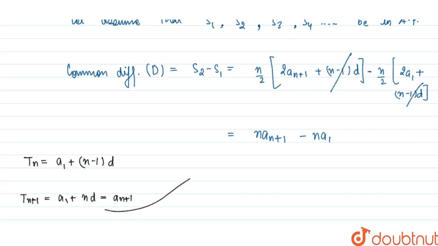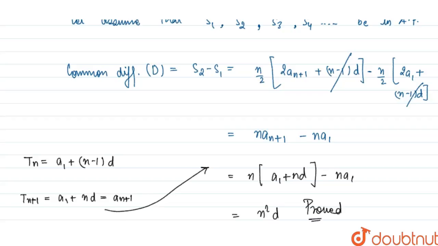So just put this value here. We can write n into (a1 plus nd) minus n a1. So n a1 will cancel out, and n square d will remain. So our assumption is right, and the common difference is n square d. So we have proved LHS is equal to RHS, and thank you so much.